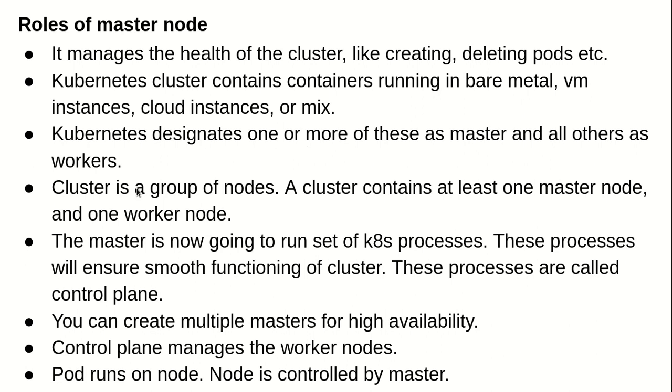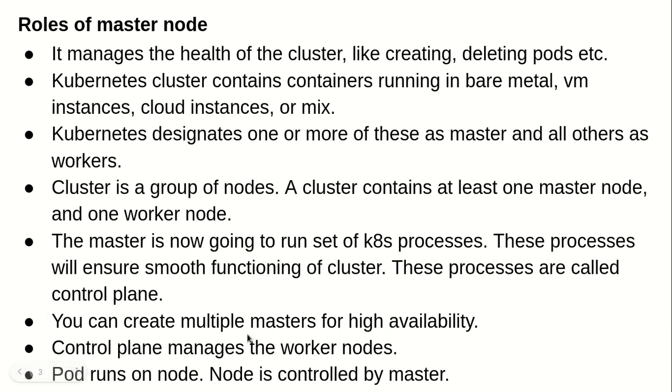Alright. So a cluster is a group of nodes. The collection of nodes is called the cluster. A cluster contains at least one master node and one worker node. The minimum requirement for a cluster is to have one master node and one worker node. The master is going to run a set of K8s processes. The master will run different kinds of Kubernetes processes, and these processes will ensure smooth functioning of the cluster. And these processes are called the control plane.